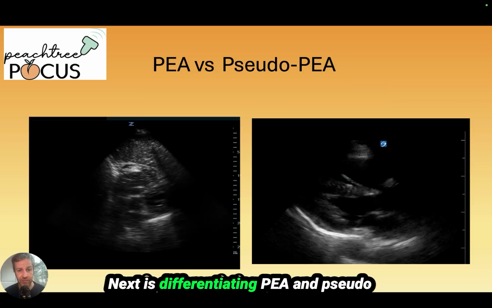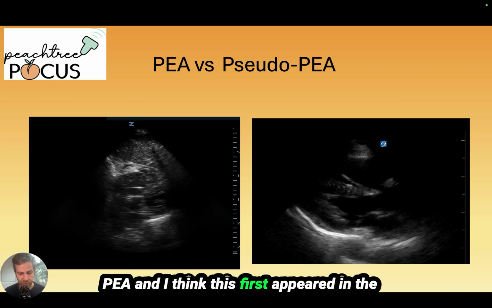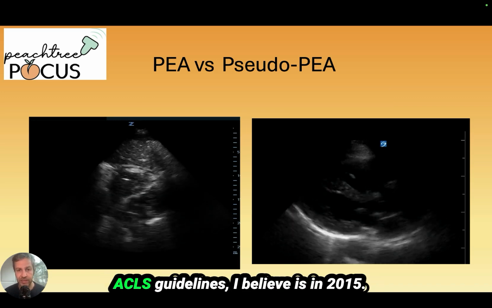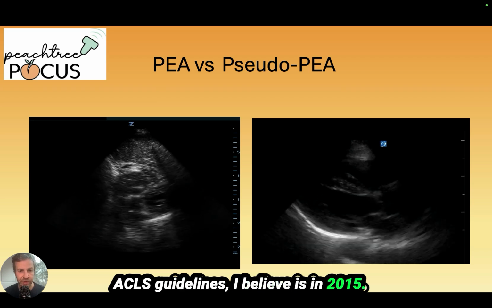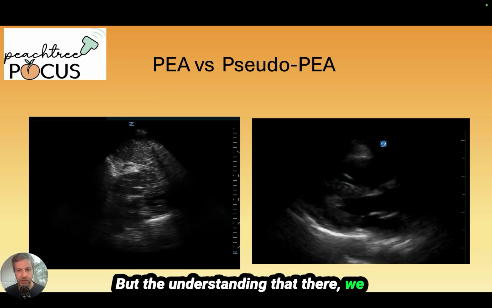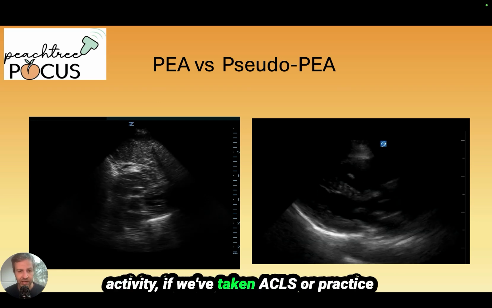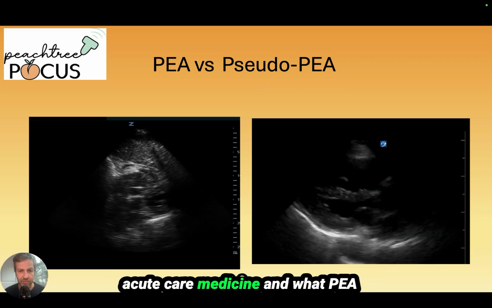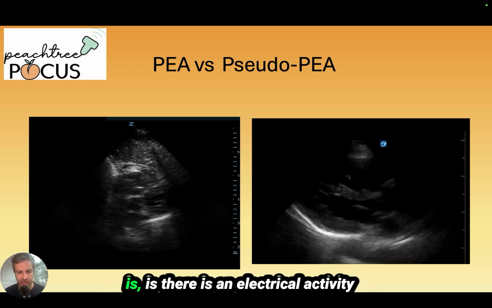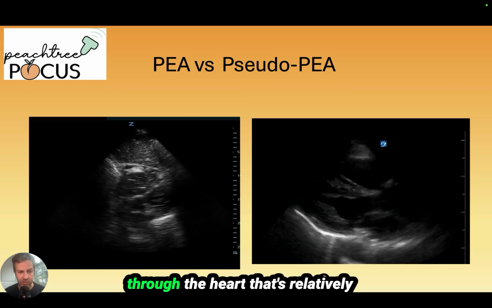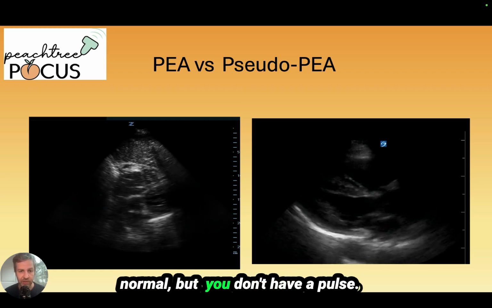Next is differentiating PEA and pseudo-PEA. I believe this first appeared in the ACLS guidelines in 2015. We all know PEA as pulseless electrical activity if we've taken ACLS or practice acute care medicine. What PEA is, is electrical activity through the heart that's relatively normal, but you don't have a pulse.